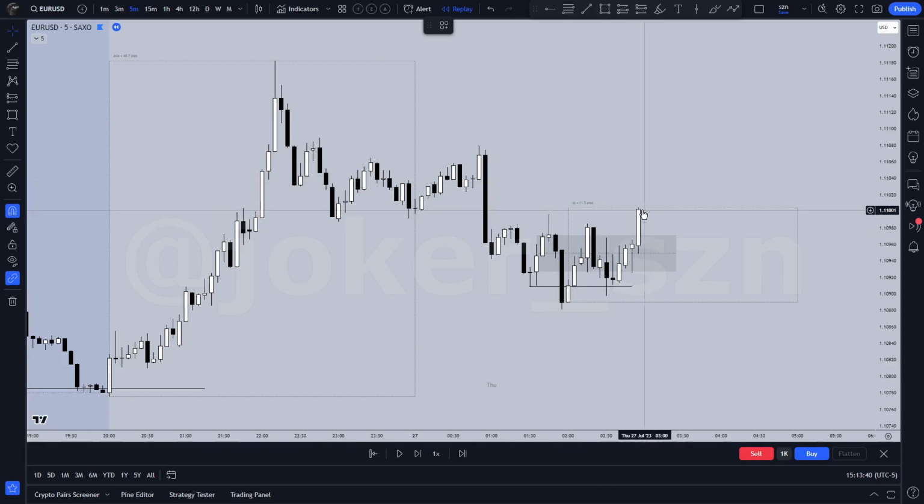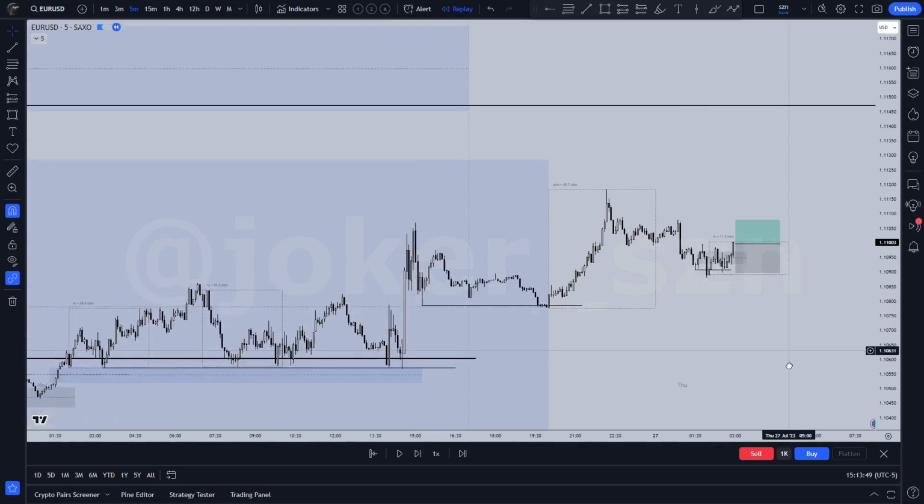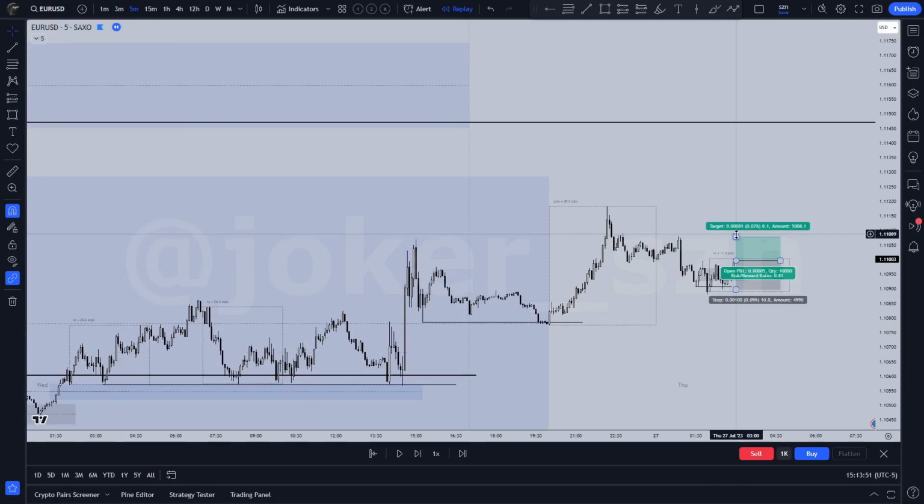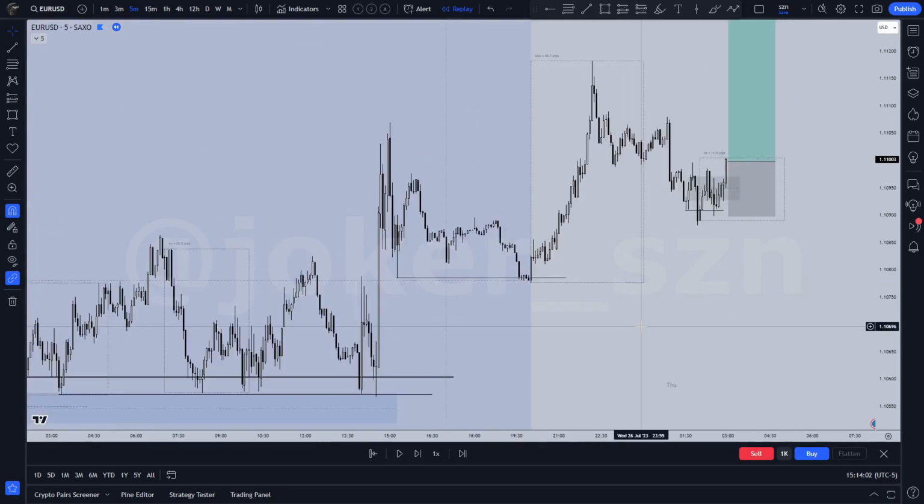So at this point I would just market long here, and then stops below this low here, and then the TP would be the Asian highs where you could take something off or put your stops to break even, and then the Monday high would be the final TP in this case.